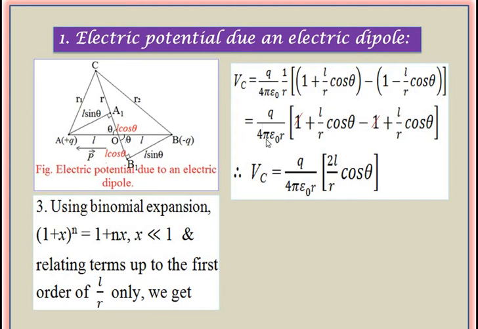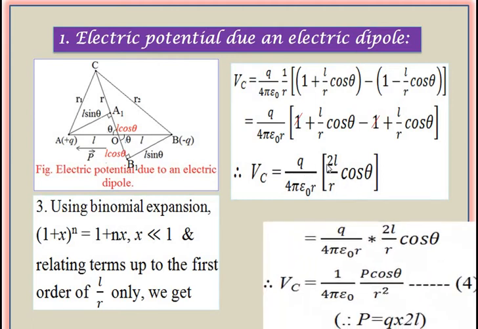This is equal to Q divided by 4 pi epsilon 0 into 1 upon R in a bracket 1 plus L divided by R cos theta minus 1, plus here this minus sign becomes plus L divided by R into cos theta, bracket complete. Here plus 1 minus 1 gets cancelled. Here L plus L becomes 2L. Therefore, Vc equal to Q divided by 4 pi epsilon 0 into 2L divided by R into cos theta.